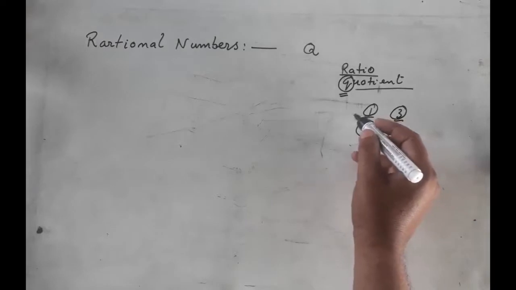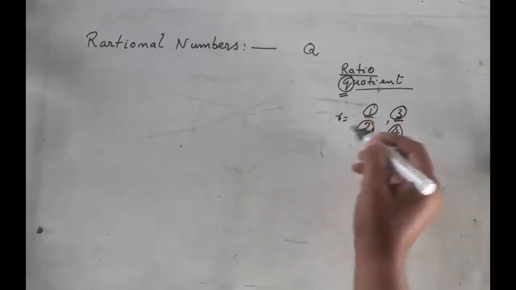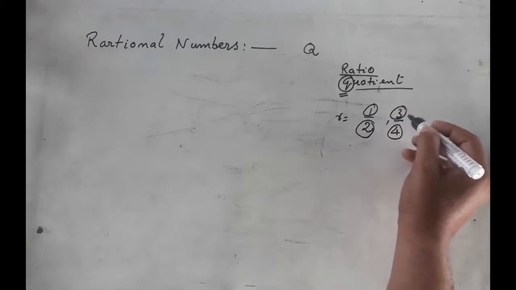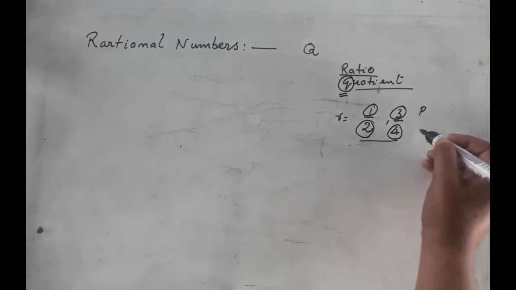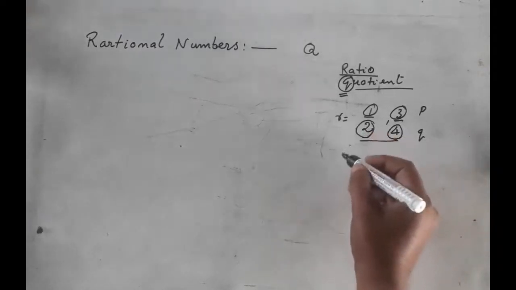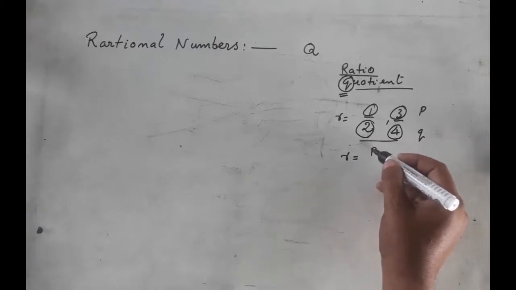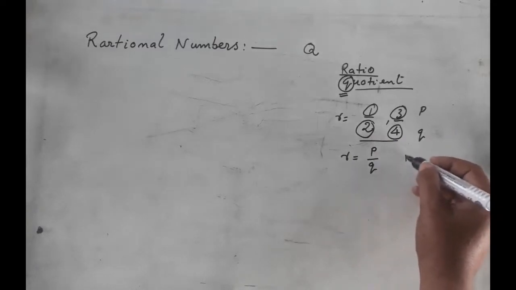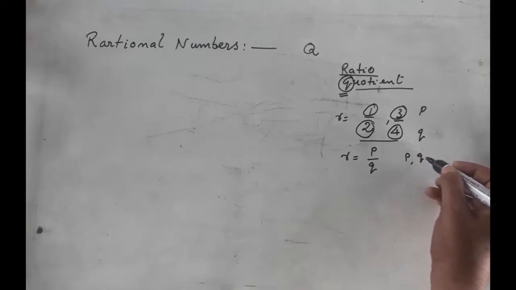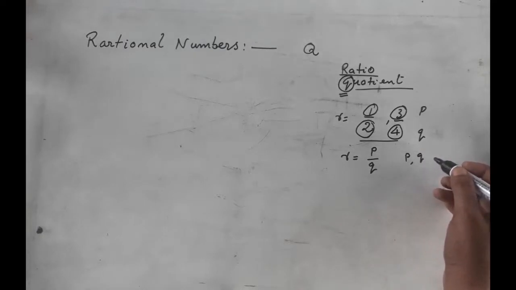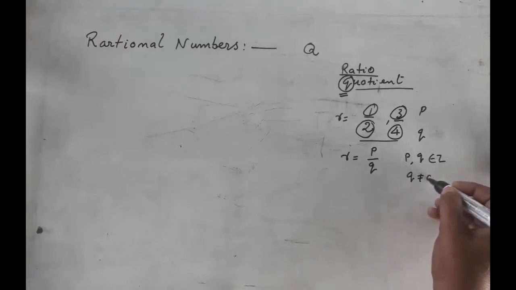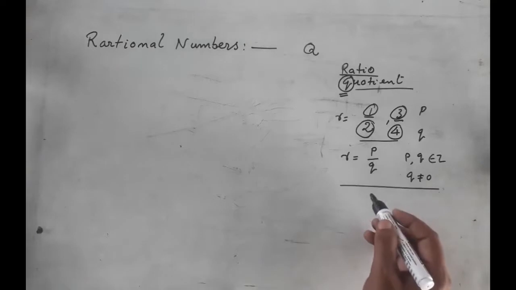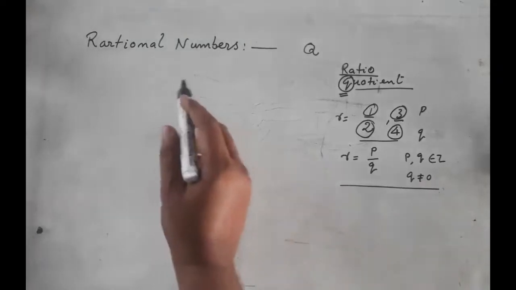If we write these numbers as R, and the numerator as P and the denominator as Q, then we can write R equals P by Q, where P and Q are integers, that is elements of Z, and Q is not equal to 0. This is the definition of a rational number.